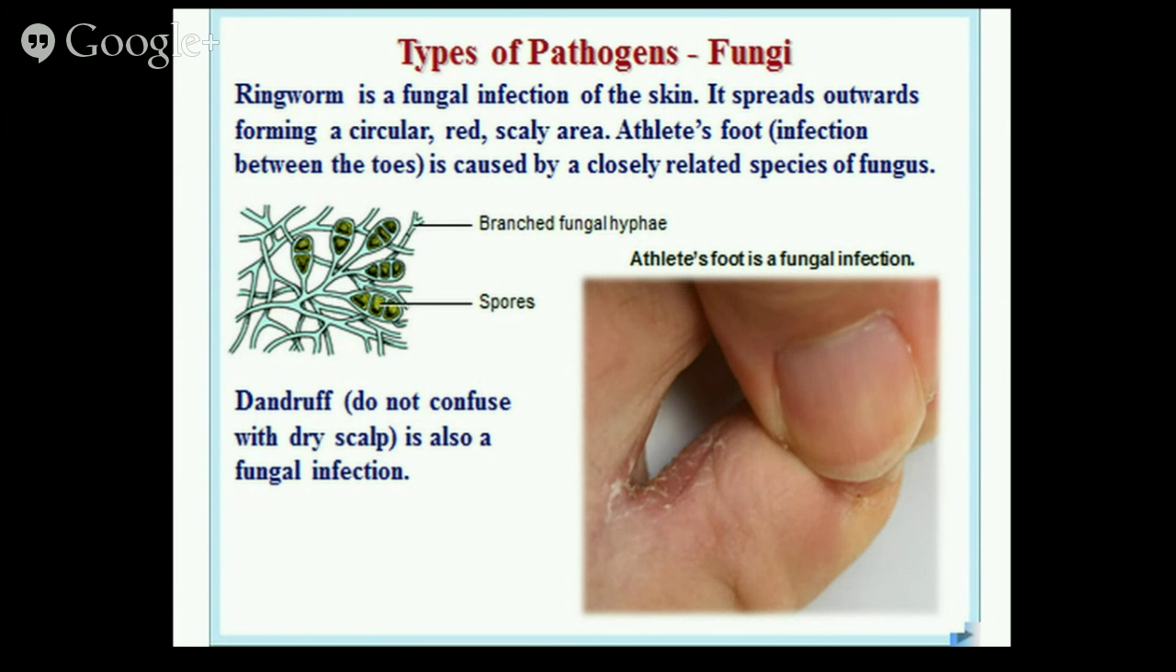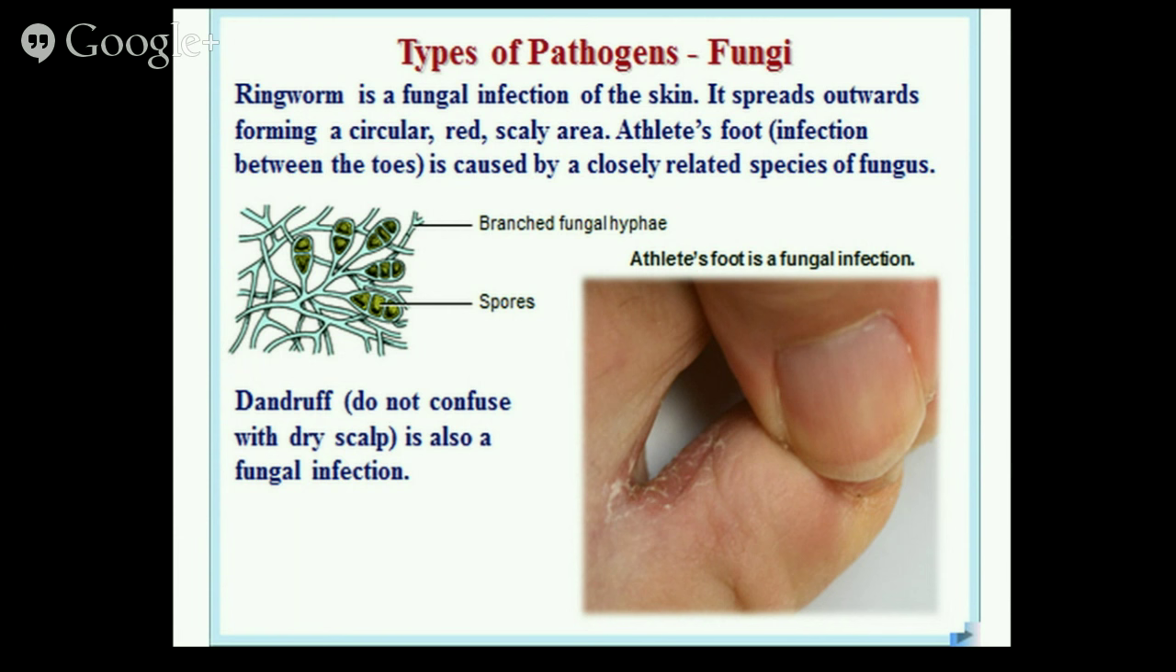I remember many, many years ago when I woke up one morning, I had this red ring on my belly, and I said to my mum, "What's that?" And she went, "Ha ha, you've got ringworm." And I thought, "What's that?" And it was from a little cat that we'd found in the garden many years ago.